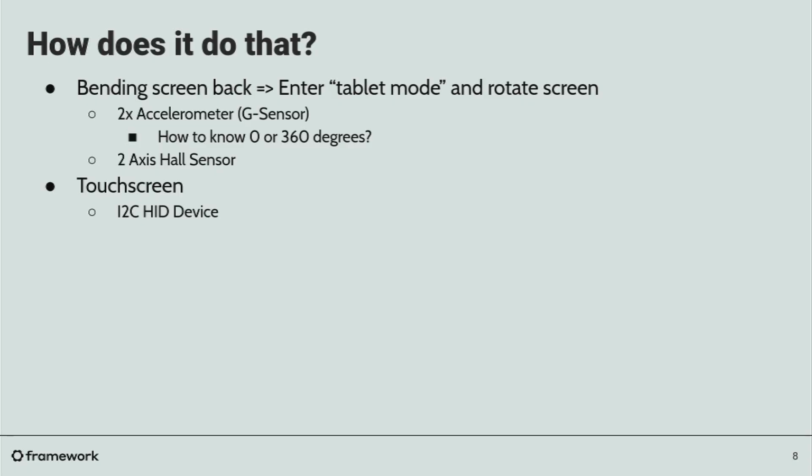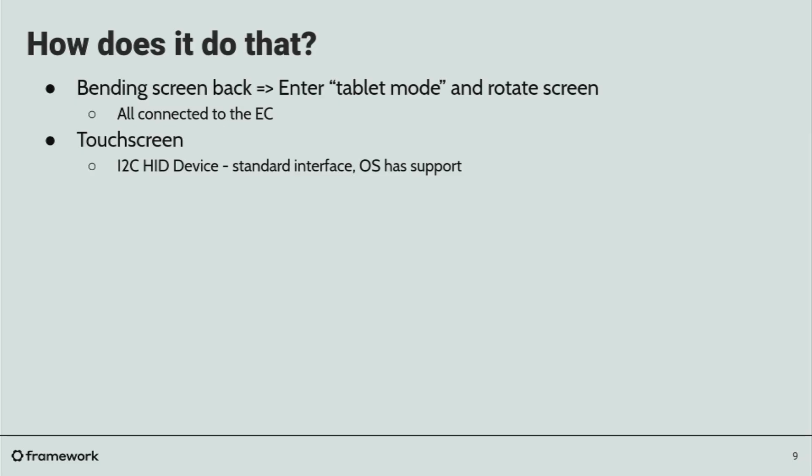And the touchscreen is pretty simple. Just like the touchpad, it's an I2C HID interface. And then how it works, the sensors, just like most other sensors, are connected to the embedded controller, the EC, and the firmware handles all of that. For the touchscreen, just like the touchpad, it's connected to the CPU, and HID is a very standard, very old interface, so it's well supported on every operating system.